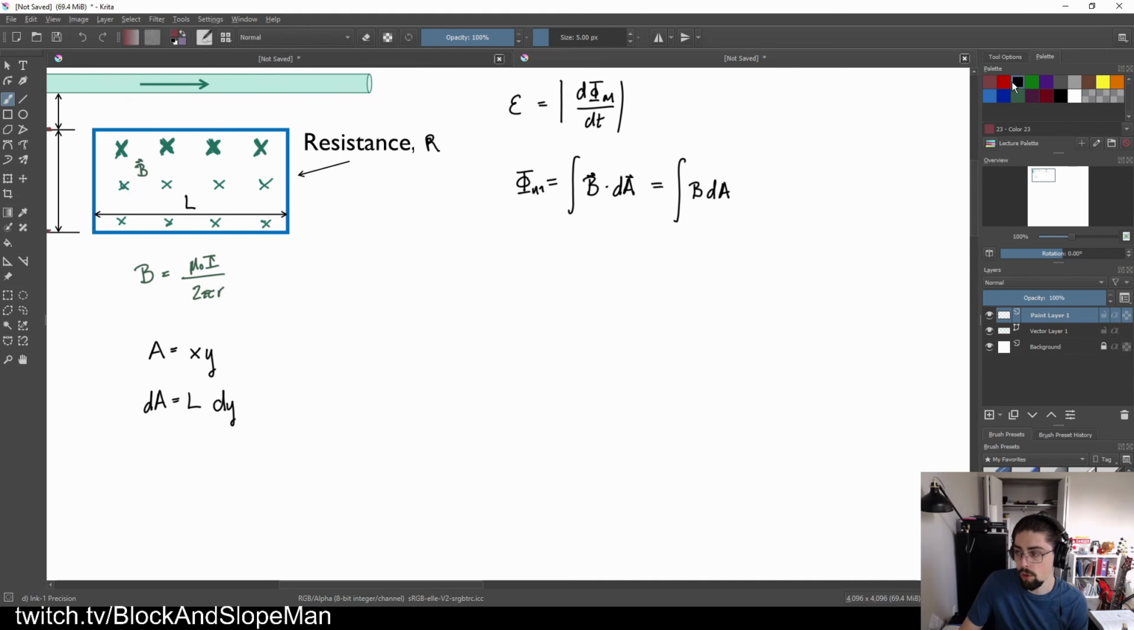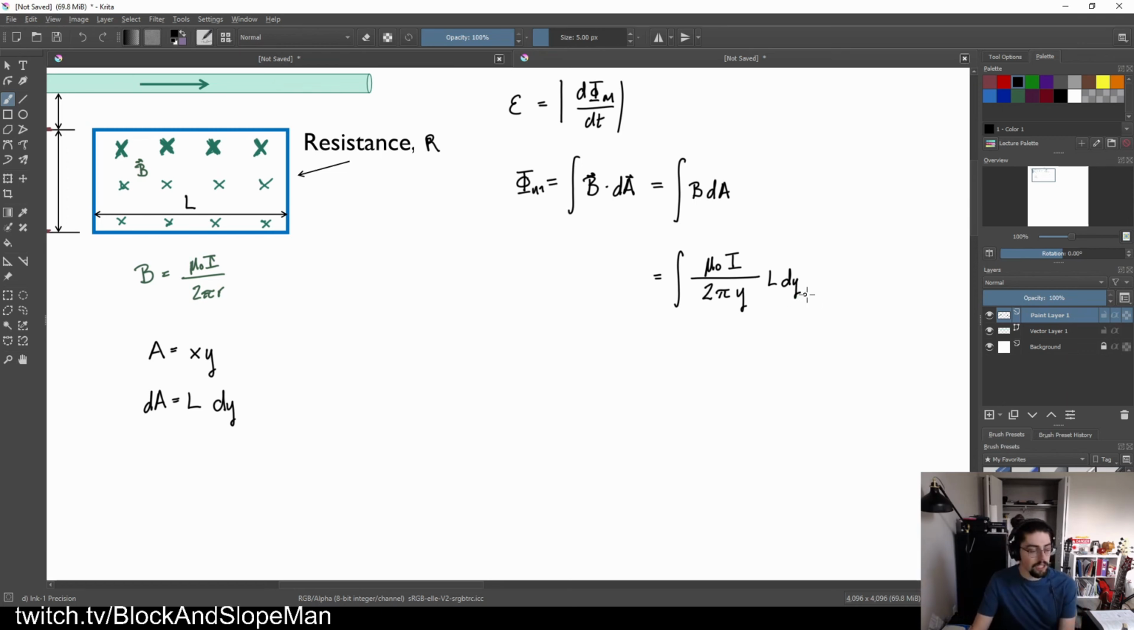So let me go back to my integral then. Let me plug in some of these things that we just found. So I've got mu naught I over 2 pi, and I said I was going to replace it with y. I think it makes a little bit more sense to do that here. So I replace that with y times dA. dA is L dy.